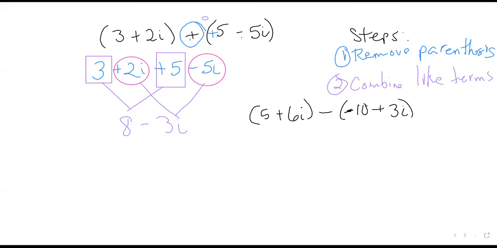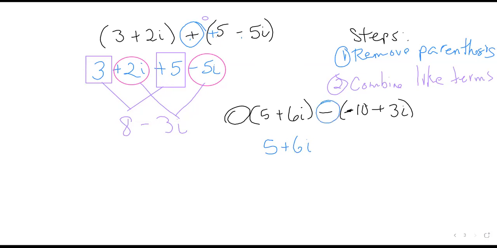Okay, so step 1 is to remove parentheses. There's no sign in front of this set. There's no plus, there's no minus, there's nothing there. Since there's nothing there, I can just remove 5 plus 6i from the parentheses. Nothing is going to change. There's nothing there to change it. I should have been writing it in blue. So this stays the same: 5 plus 6i.